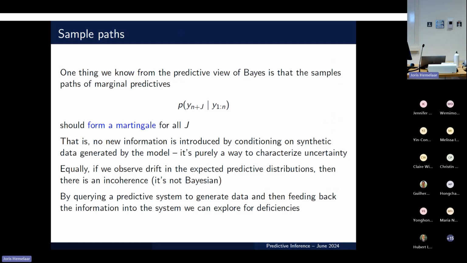That's something that you would not want if the data is something called exchangeable. So if the rows in your original data table had no meaning, the fact that I call you patient number 1 and you patient number 2 doesn't make any difference. That was just an arbitrary label that I had in my data. So if we observe drift in these predictive distributions, then there's some notion of incoherence happening. And we use that to query large language models.